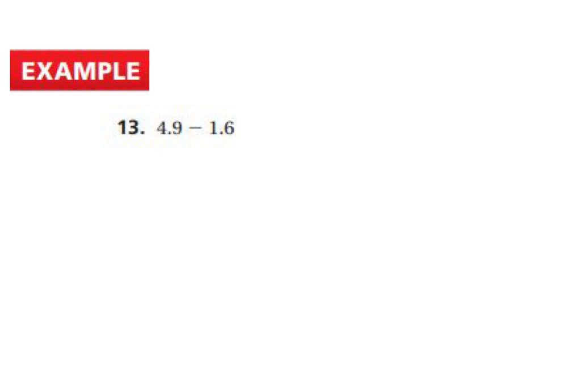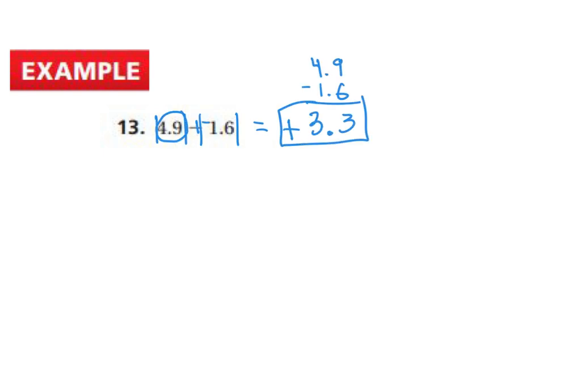For this next example, I'm going to chop slash again, and again, both of my decimals are going to have different signs, so I look for absolute values of both. 4.9 in this case has a greater absolute value, so my answer will be positive, and I'll do 4.9 minus 1.6, and I get positive 3.3.